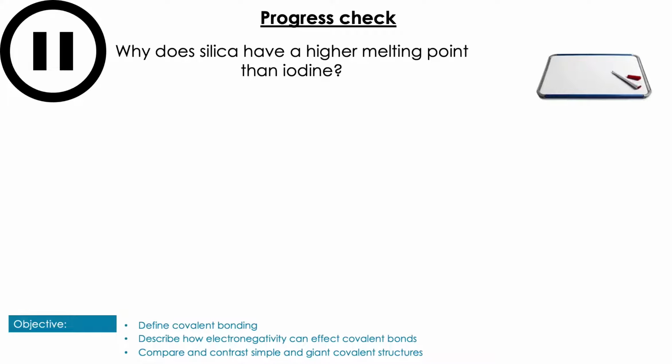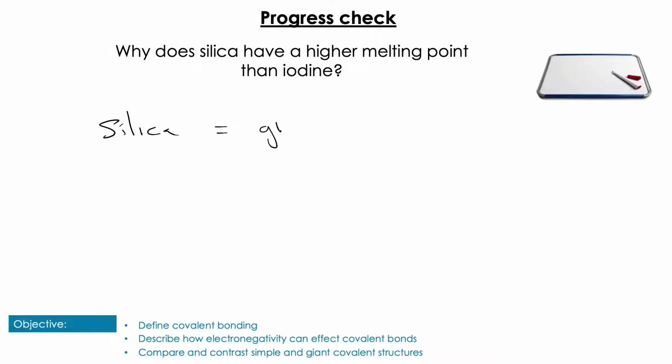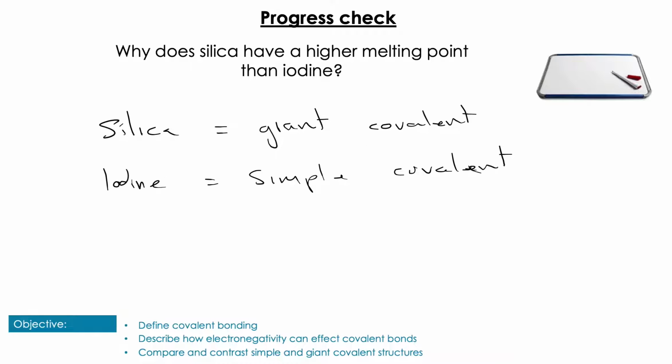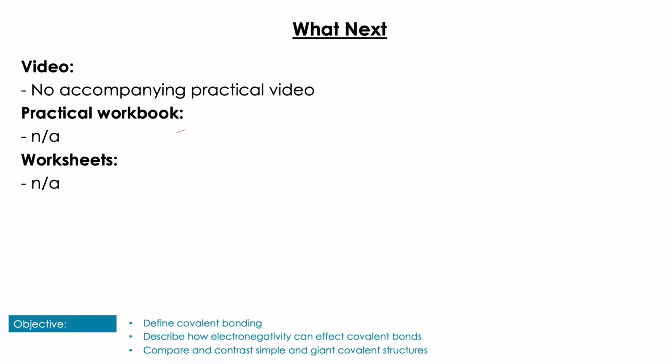Pop 'em up! So of course, silica having a giant covalent structure and iodine only having a molecular or simple covalent structure, and so therefore requiring much less energy to overcome those intermolecular forces. Okay guys, no practical to go with this and no questions just yet, as we're going to do Lewis structures in the next video, and then we'll try and apply our knowledge to some problems.